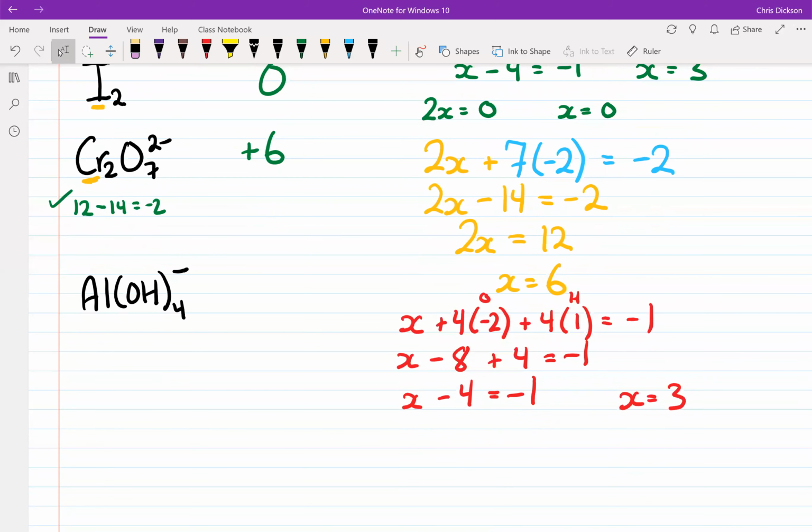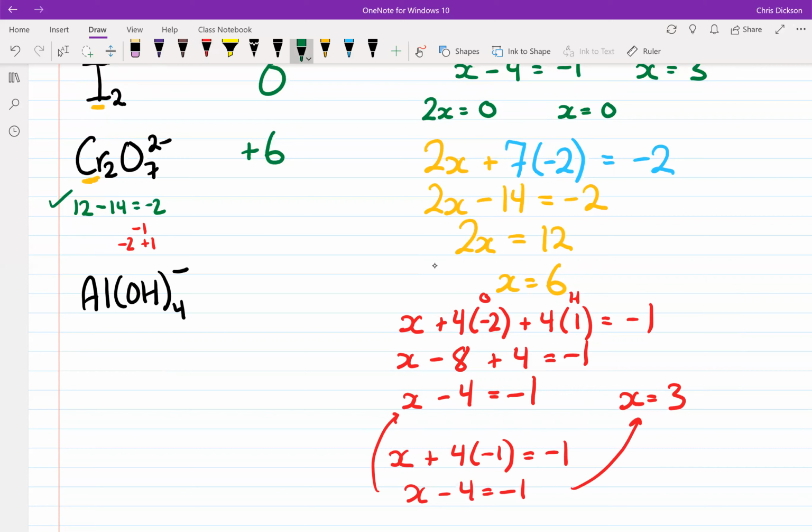But let's just double check that the other way, okay? So let's say you do X plus, now if you have OH, the oxygen has a -2 and the H has a +1, right? So really that thing in the brackets is a net -1, okay? And you've got 4 of those things. So 4 times -1, and the net charge is -1. And of course, that's X minus 4 equals -1, which is the statement we had here. So obviously the X still must be 3, okay? So there are a few different ways to tackle these kinds of problems, but hopefully that makes sense.